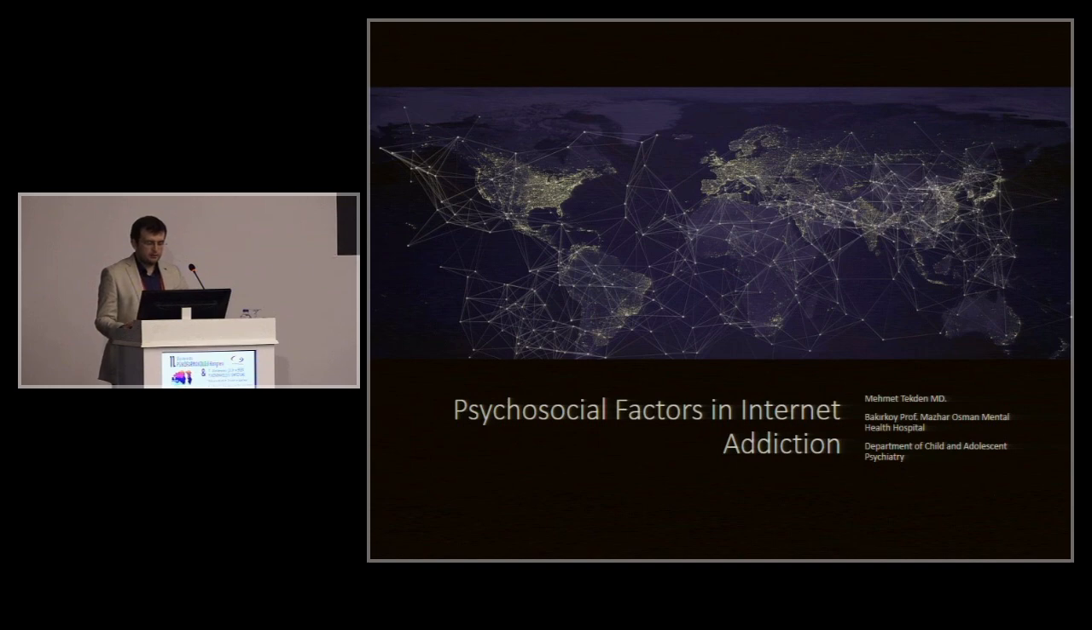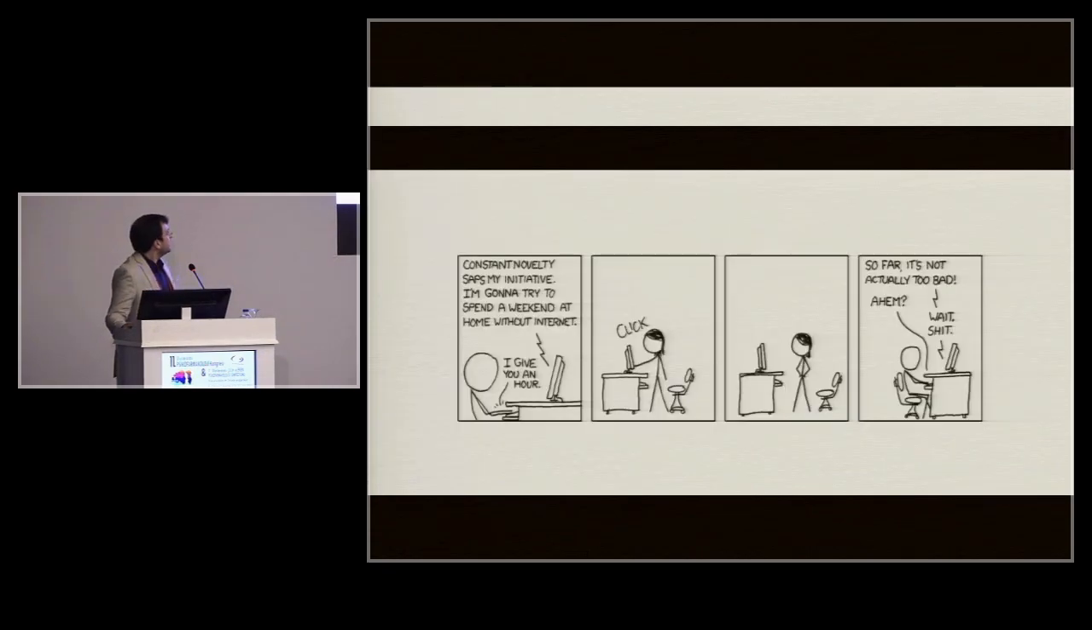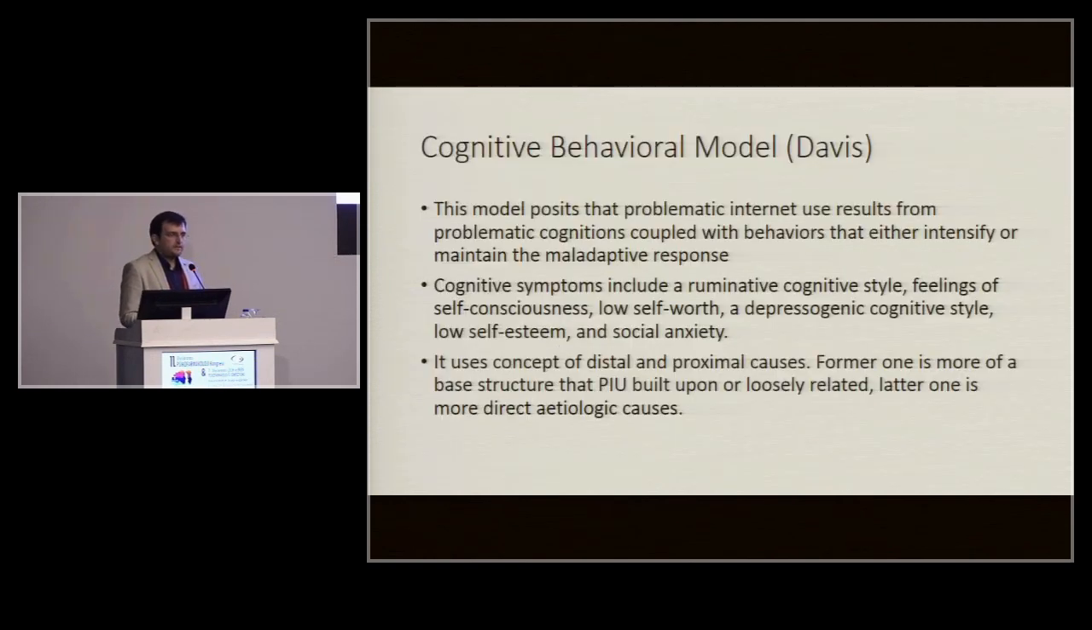I'll focus on psychosocial factors and risk factors and internet factors in addiction along with protective factors, and this is my model. Right, let's start with this cartoon. All three risk factors are together in this cartoon. So here we see that constant novelty is sapping the initiative, and he's saying he needs to stay away from internet. And 1 hour later, even before that, he reverts back to using internet. So actually looking for novelty or having online support and procrastination are all three risk factors shown in this cartoon.